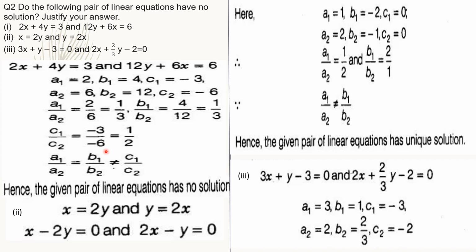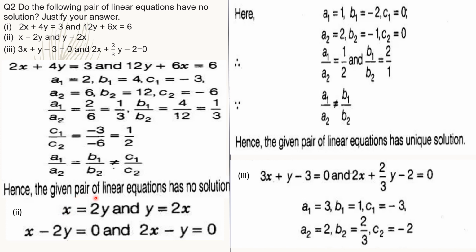On comparing, we see that the ratio a1 upon a2 is equal to b1 by b2, and both ratios are equal to each other, but both are not equal to c1 upon c2. When this condition exists, we say that the given pair of linear equations has no solution. So here in the first part we can see that the given pair of linear equations has no solution. So for this our answer is yes.